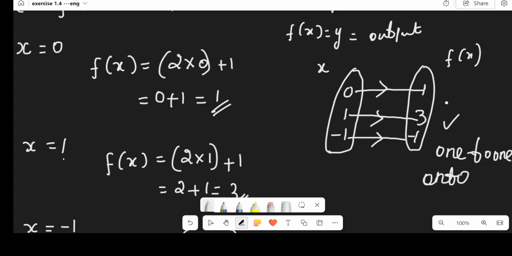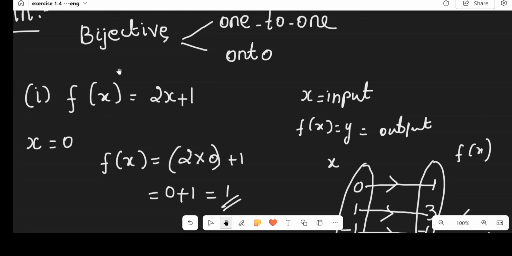Onto means the second set of elements should have the relation. The second set of elements should have at least one relation with an element of the other set. Here this condition also is satisfied, right? Every element is having a relation. So this function satisfies the one-to-one condition and the onto condition, so this function tends to be bijective.